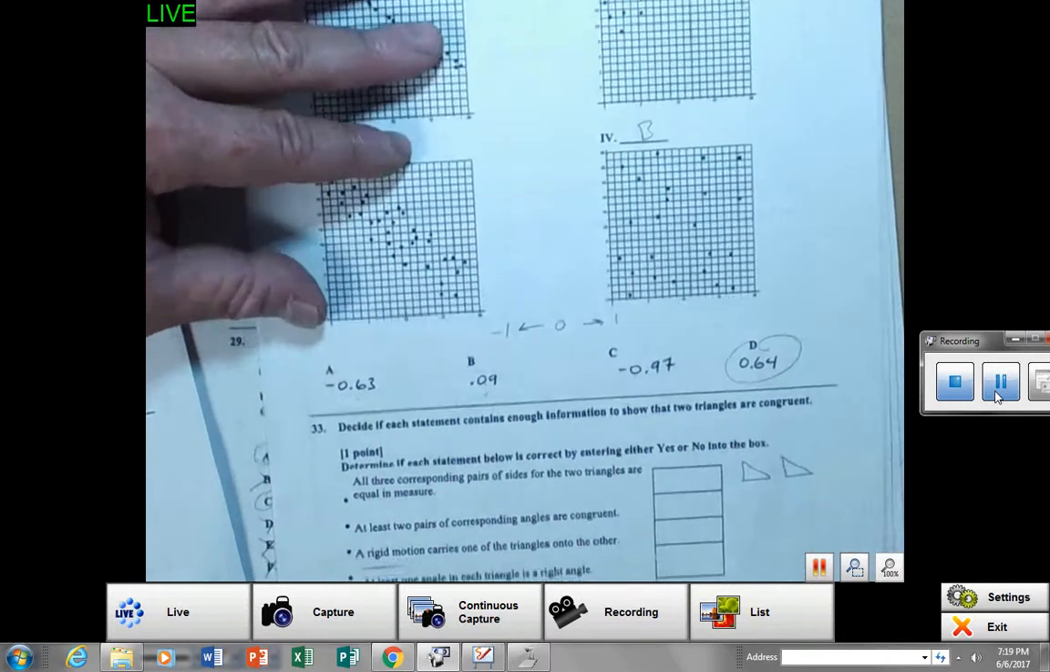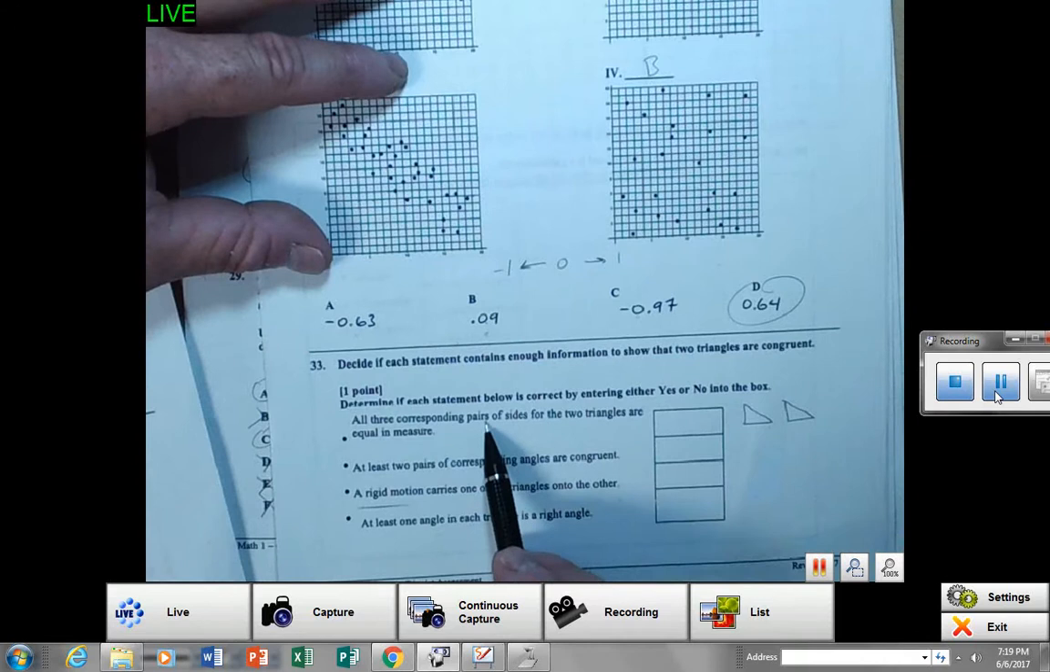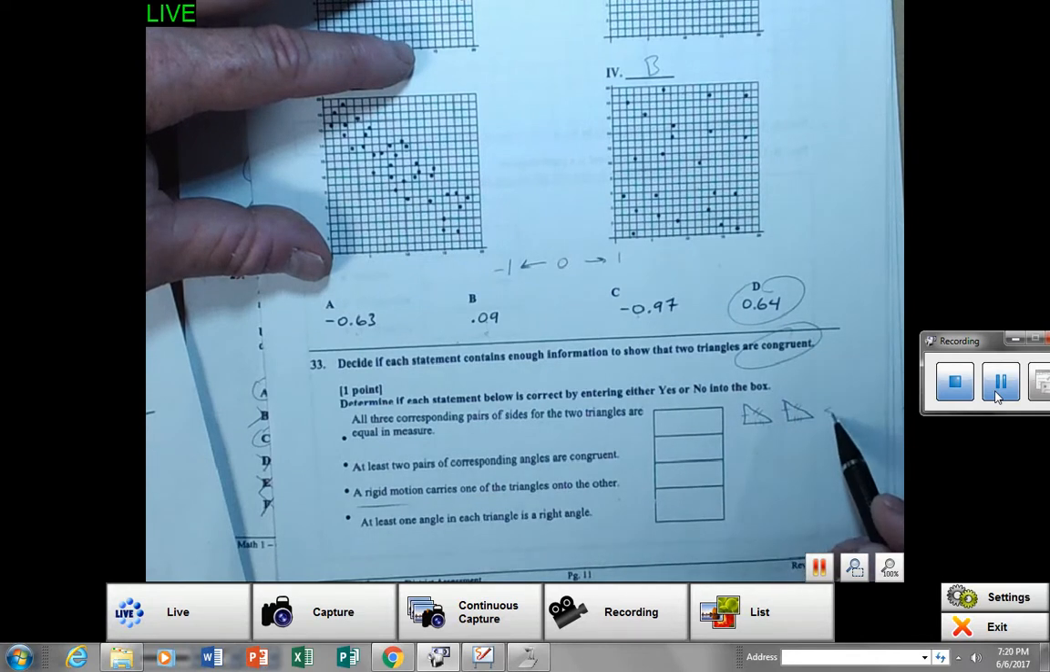Two triangles for this one. It says all three corresponding sides of the two triangles are equal. That means all three sides are equal. Does that show enough to show they're congruent? Yes, side, side, side. That would be a yes right there.